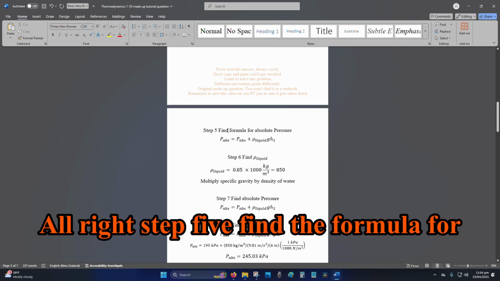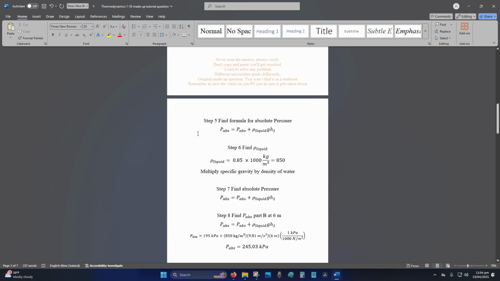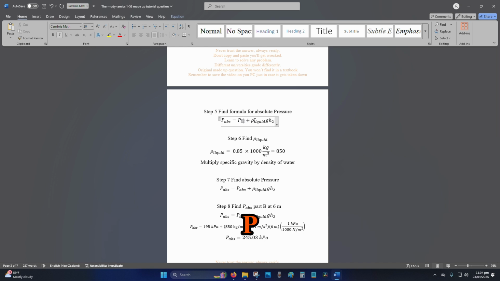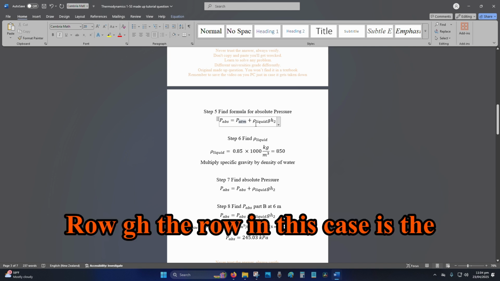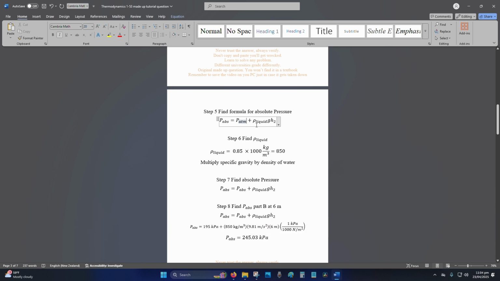Alright, step 5, find the formula for the absolute pressure. So this is for part B. Once again, P_ABS is equal to P_ATM plus rho g h. The rho in this case is the density of the unknown liquid.